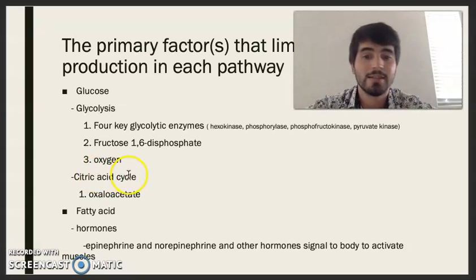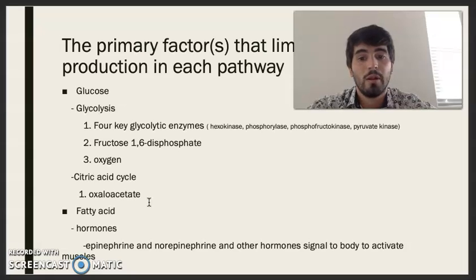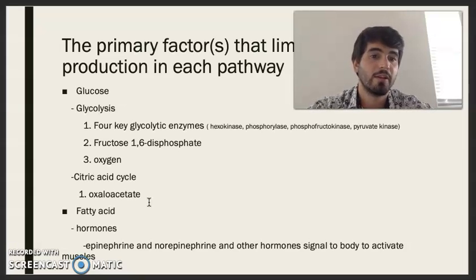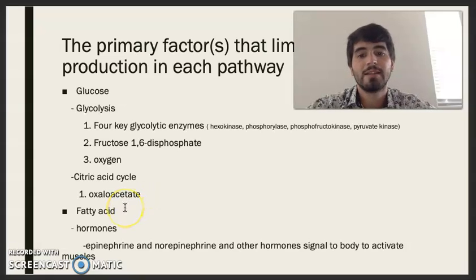In the citric acid cycle, oxaloacetate is big because we want the acetyl-CoA to be present there with oxaloacetate, so they form that 6-carbon molecule that it takes to make the citric acid cycle go around. For fatty acids, it would be hormones and how they signal to the body when to activate muscles, when to release fat, and so on.